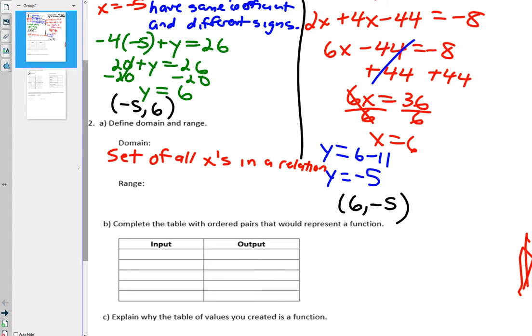So then therefore the range would be the set of all y's. There's also some other words like dependent variable, output. Set of all y's in a relation.